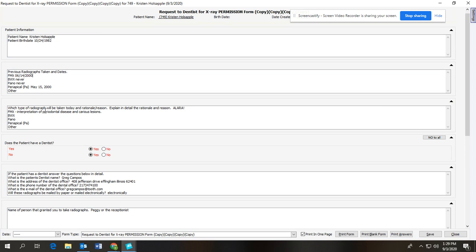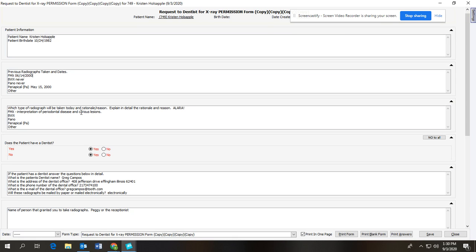And then here where it says which type of radiographs will be taken today and the rationale, each x-ray room has a rationale and reason in them. And that comes straight from my radiology book. So make sure that you look through those, because any of those would be legit answers and rationale and reason. And it would keep the patient safe. They would be real reasons, never because they're just due for radiographs or their insurance covers it or anything like that. We only take radiographs if the patient needs them and it's going to benefit that patient.